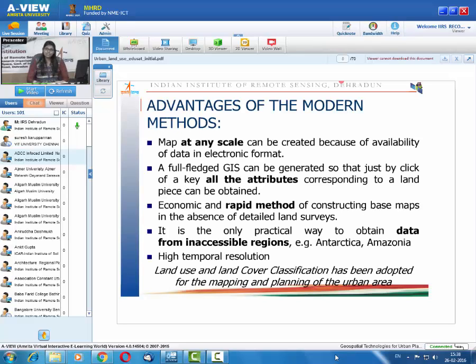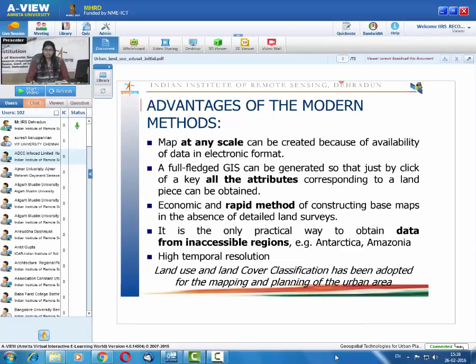As we have already discussed the flaws of conventional methods, we now come to understand what the advantages of the modern methods are. We can map at any scale, which is understood. A full-fledged GIS database can be prepared and all the attributes can be attached to this data. It is a very economic and rapid method, and it is the only practical way to obtain data from inaccessible regions.